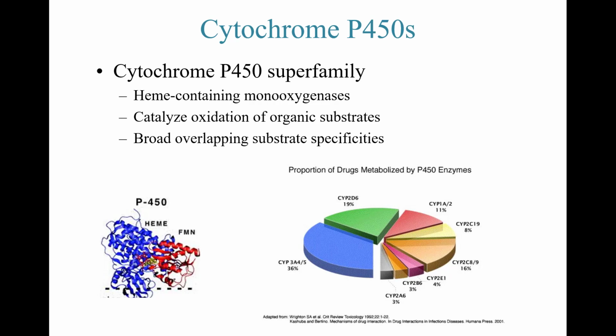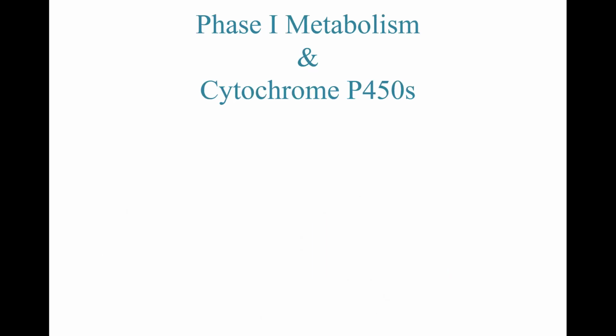This pie chart shows the 8 P450s that contribute to metabolism of the highest percent of drugs. As you can see, CYP3A4 and CYP2D6 play a major role in drug metabolism. So let us go over a basic reaction catalyzed by a P450. We start with a drug, and this drug will be metabolized to a more water-soluble form.